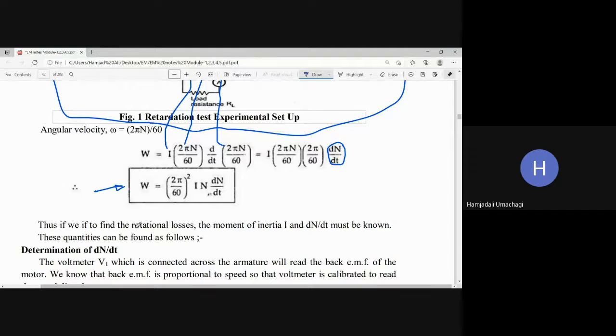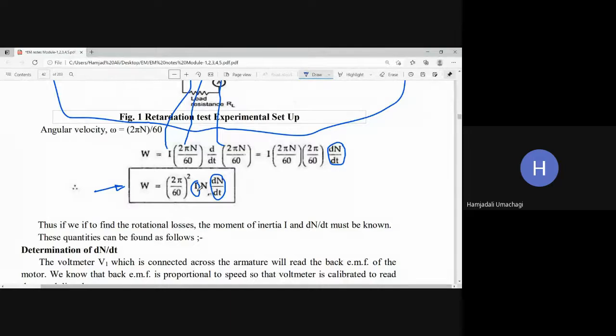So thus, if we want to find the rotational loss or the stray loss, the moment of inertia I and the rate of change of speed with respect to time, that is dN by dt, must be known. Here I should be known and dN by dt should be known. If we have these two parameters, then you can easily calculate the stray loss or the rotational loss. But how to get the value of this I, that is the moment of inertia, and the rate of change of speed, that is the next method. How to get the values for dN by dt and the moment of inertia.